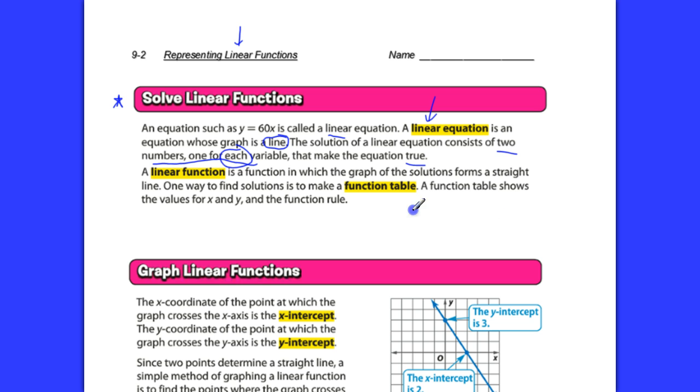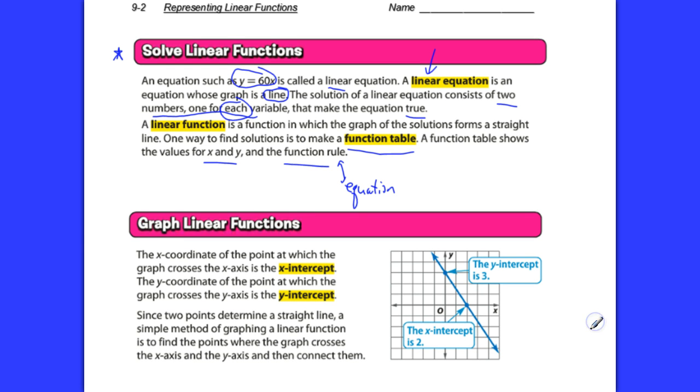One way to find the solutions is to make a function table, and that's really what we're going to look at today. A function table shows values for x and y and the function rule. The function rule, that's the equation. When you're asked for the function rule, that is the equation. Like this up here was an equation. y equals 60x is a function rule or an equation. What you're going to be doing is making tables and then graphing them and continuing. I'm going to grab my highlighter here. Might be better for you.